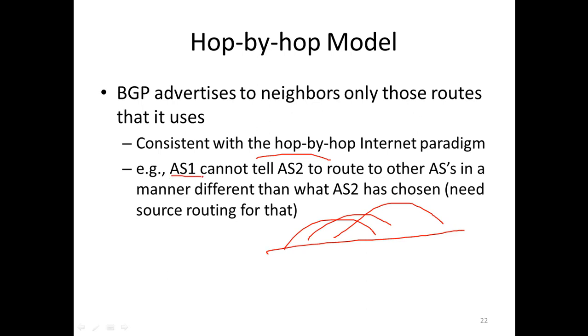And AS1 cannot tell AS2 to route to another AS in a manner different than what AS2 has chosen. So there is no need. There is a need of source routing for that. So you can see that these AS are different, and these AS are not interfering with each other. AS1 cannot tell AS2, while in the other protocols you could do that.